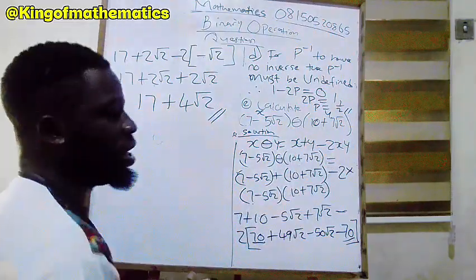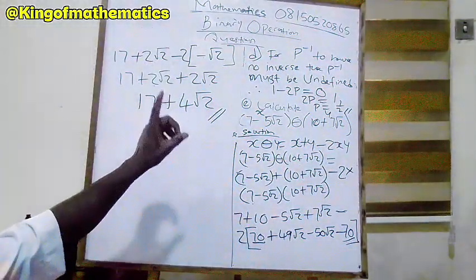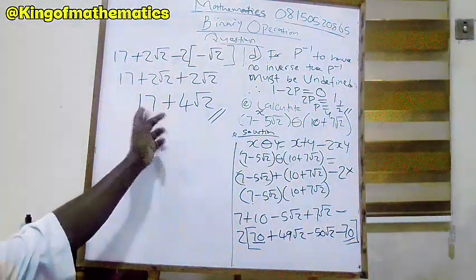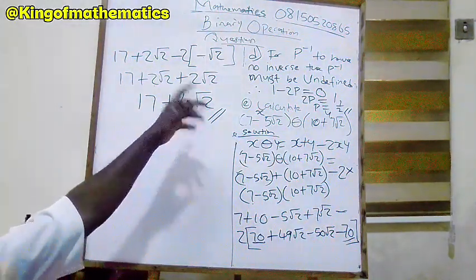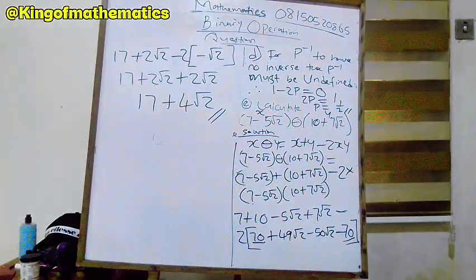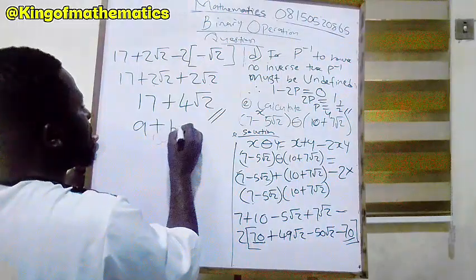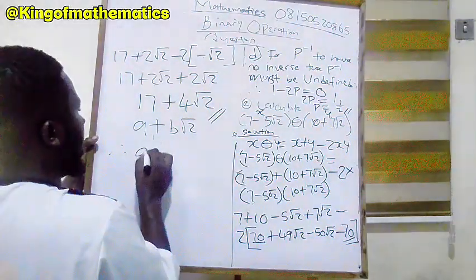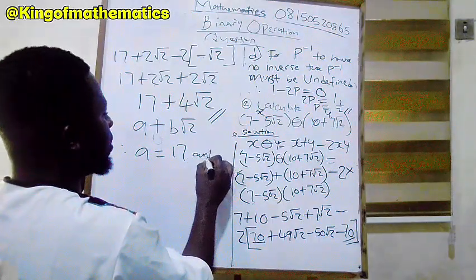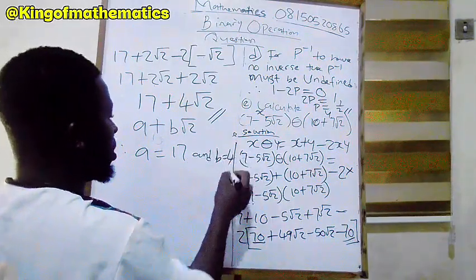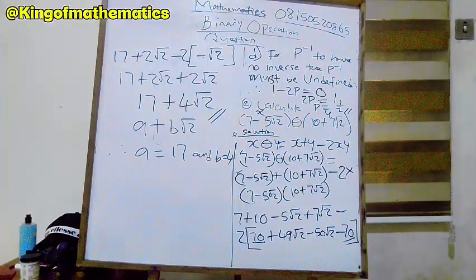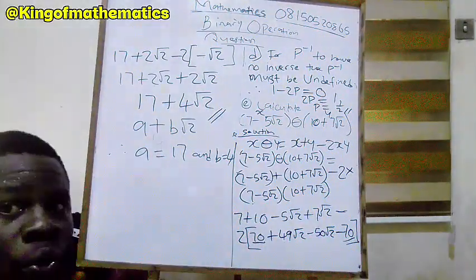They told us that we should leave the answer in the form of a plus b root c. So that's a plus b root 2, this our a, this our b. Then you have your answer. If you have any question, you could ask under the comment section. You know they say we should leave it as a plus b root 2. Therefore, a equals 17 and b is equal to 4. In case you are in the exam hall and they ask you to do something like that, that's how you go about it.